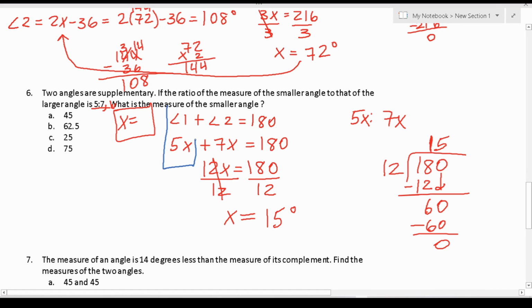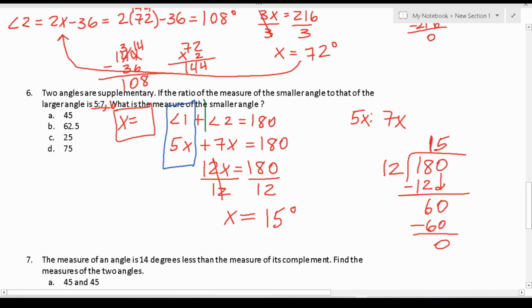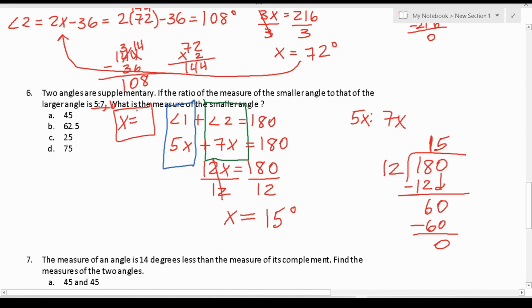Angle 1 corresponded with 5x, whereas angle 2 corresponded with 7x. With that said, this question's just asking us to find the measure of the smaller angle. So we're going to plug in 15 for x, and 15 times 5 would be smaller than 15 times 7. So angle 1 is clearly the smaller angle.